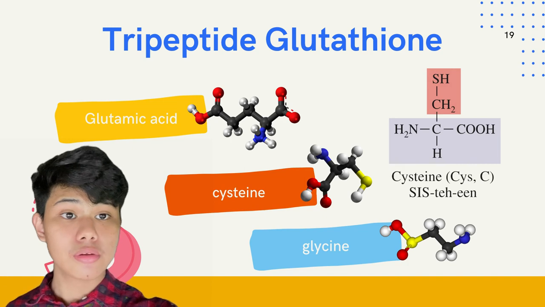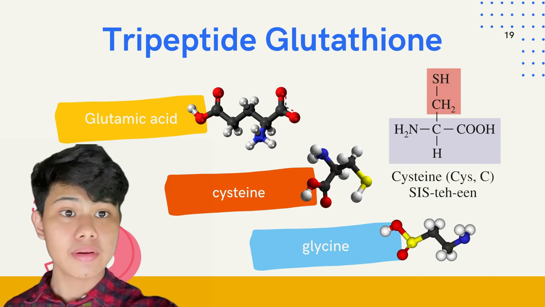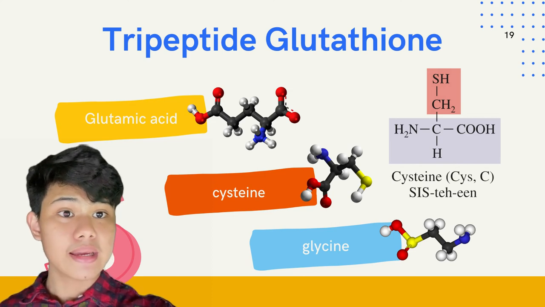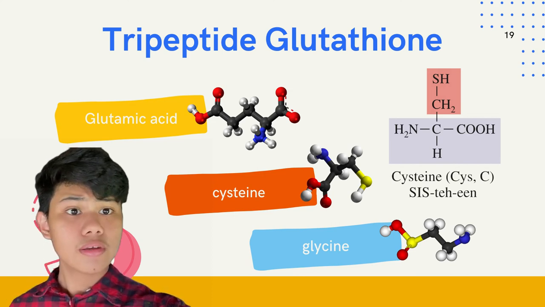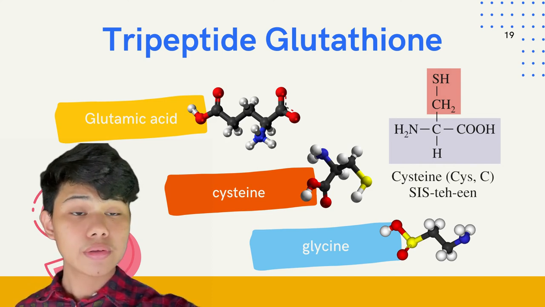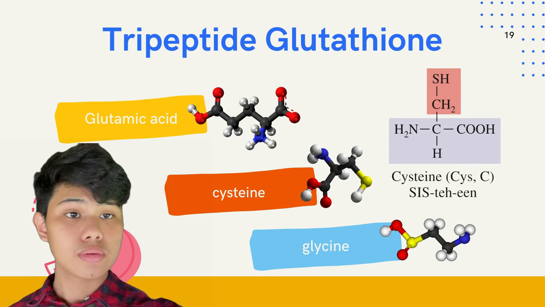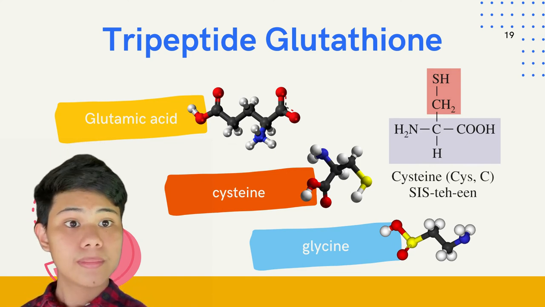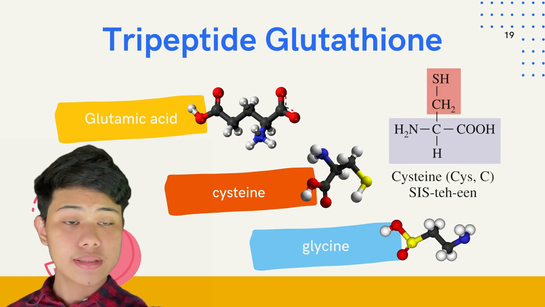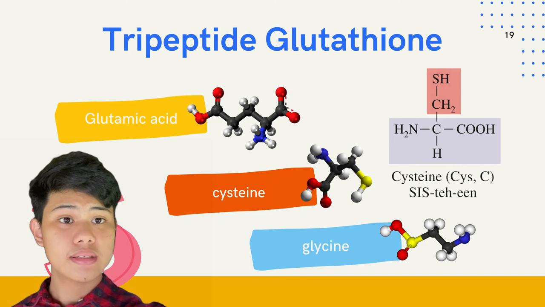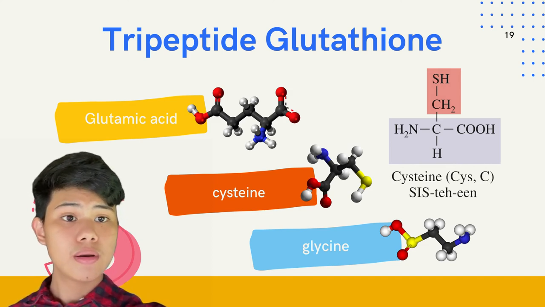The tripeptide glutathione is composed of three amino acids, namely glutamic acid, cysteine, and glycine. What can you observe from the building blocks of glutathione? Glutathione contains cysteine, which is one of the two sulfur-containing standard amino acids. Notably, sulfur is required for the synthesis of glutathione. Ingestion of appropriate amino acids and sulfur-containing foods will increase the production of glutathione in the liver.